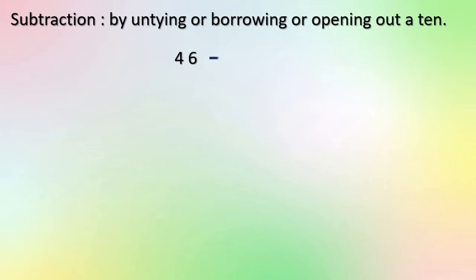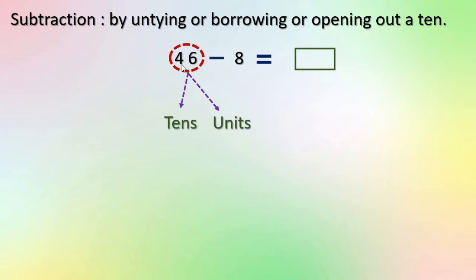Okay. Now here one more. 46 means 4 tens 6 units. Minus 8 is equal to how much? See dear children, this we will write 46 in units and tens form. Okay, here what we will do? Yes, we will untie one of the 4 tens and we will make this 6 units into 16 units. Correct?